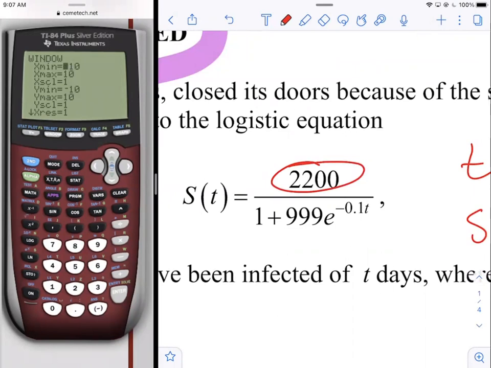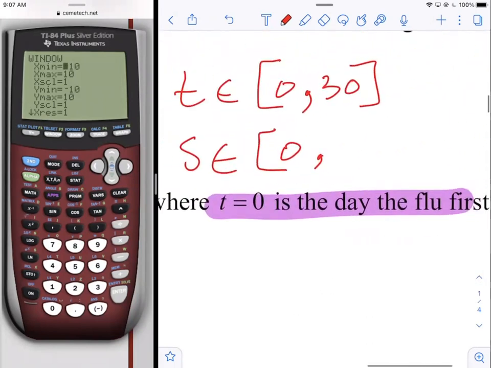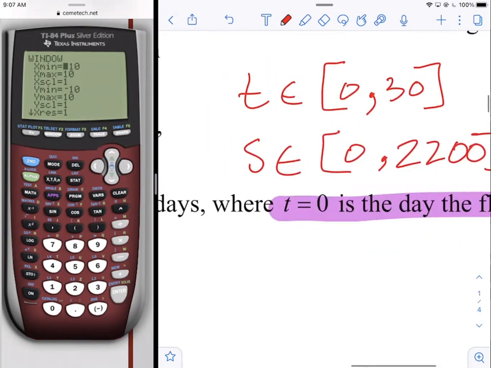That's your limit to growth. That's the upper horizontal asymptote. So if you wanted to go right to the top of your screen, you could do 2200, okay? So these are the actual windows. We'll put X equals and Y equals. So when we write it like that, that's the same thing as saying T min equals, T max equals. It's just the mathematical way to do it. So now we'll put in a zero here, a 30 here.